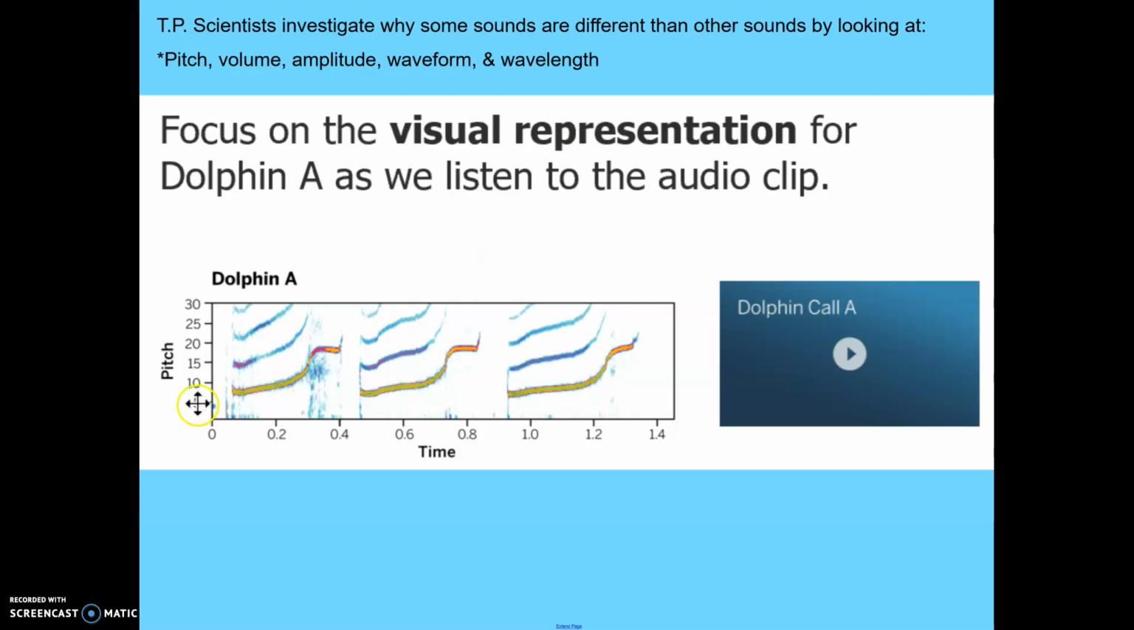Okay. All right, look, that matched our graph here. So we heard 3 squeaks that went from low pitched to high pitched. So we see one here, a second one here, and a third one here.